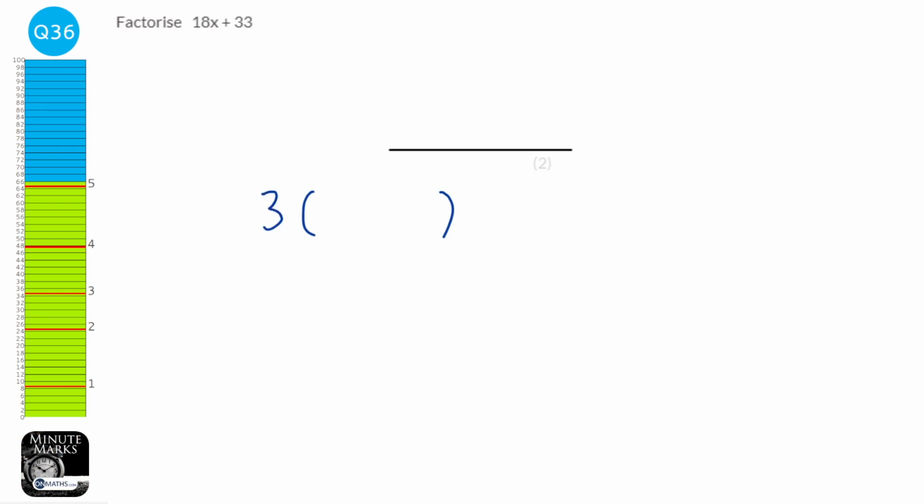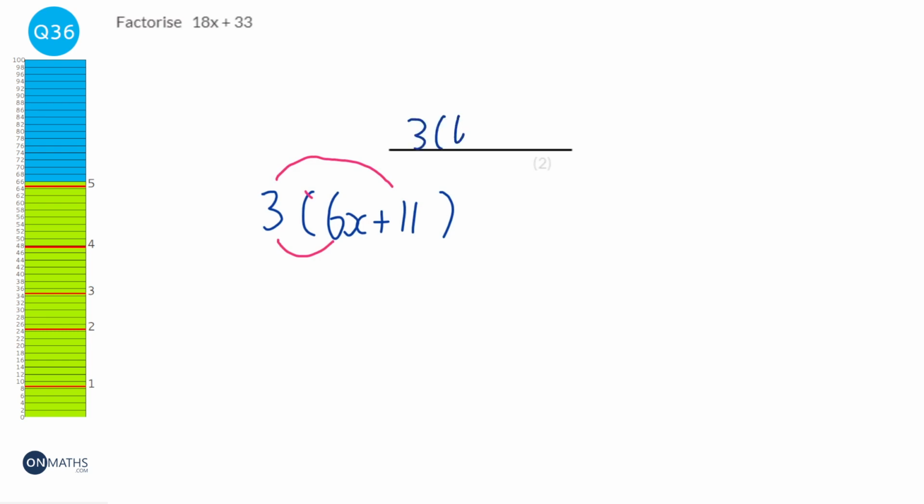Next we ask ourselves, 3 times what is 18x? Well, 3 times 6 is 18. 3 times 6x will be 18x. Then we ask ourselves, what times 3 is 33? And that's obviously going to be 11. And you can expand that. 3 times 6x is 18x. 3 times 11 is 33. So we know we've got the right answer. So our answer is 3 brackets 6x plus 11.